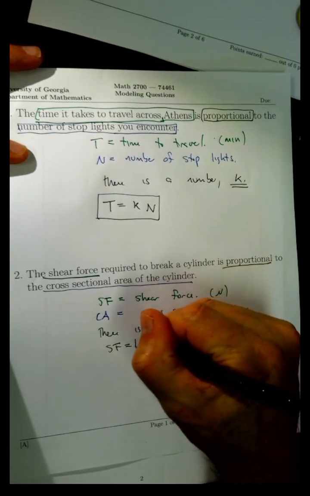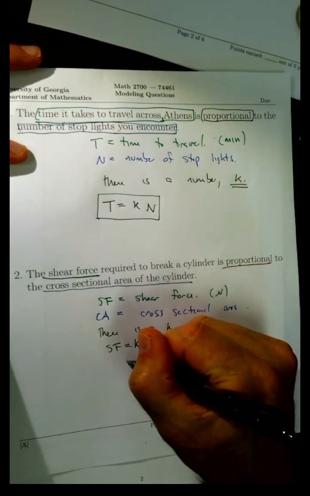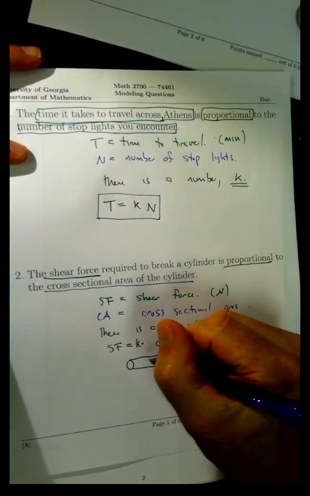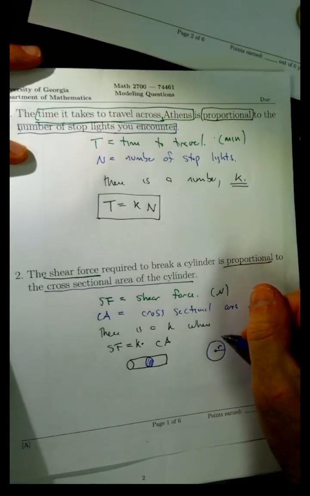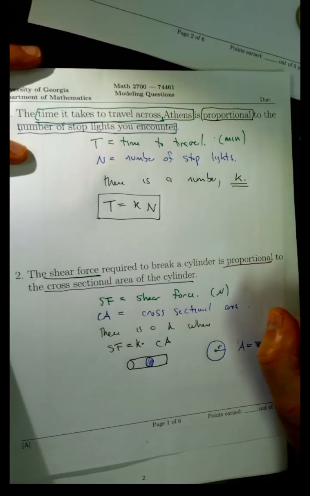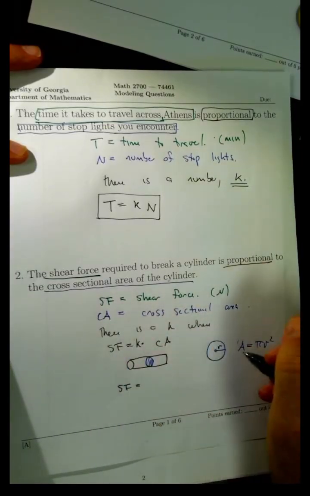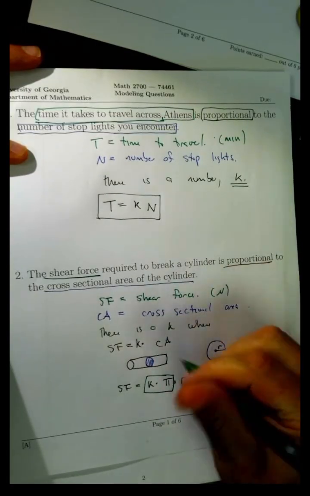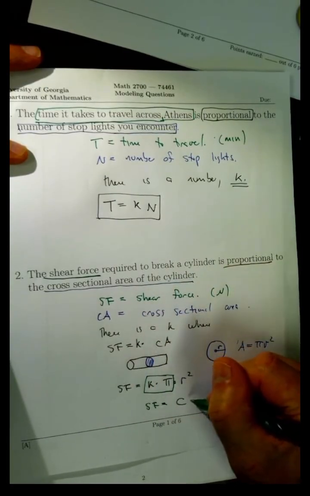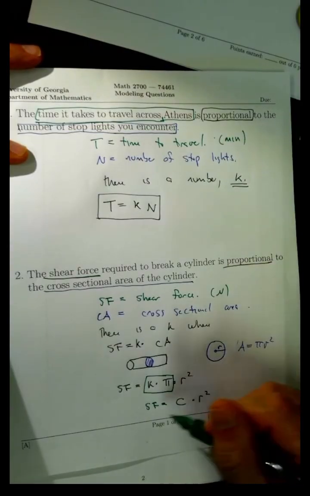If you're given a statement and you're saying one thing is proportional to another, you should use that to get this expression. Okay, so let's look at an example. So in the example, what do we have? So we have this statement. The time it takes to travel across Athens is proportional to the number of stoplights you encounter.